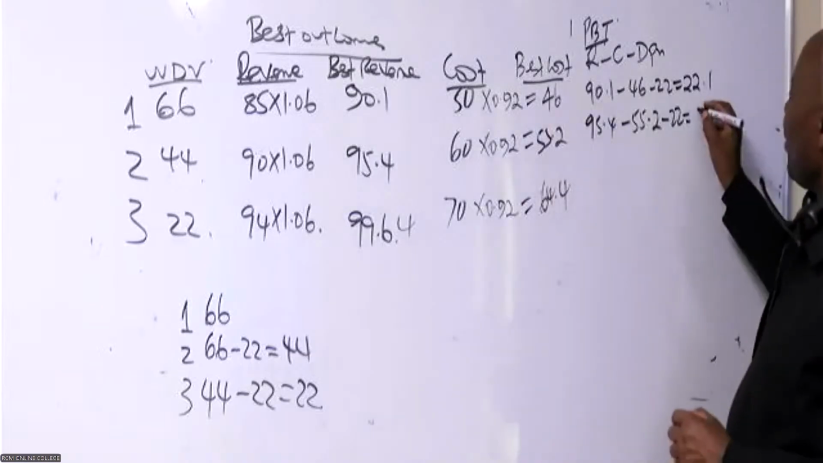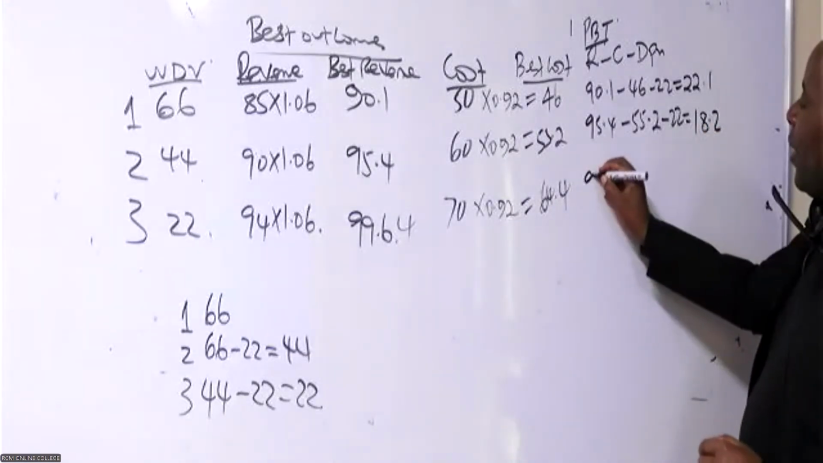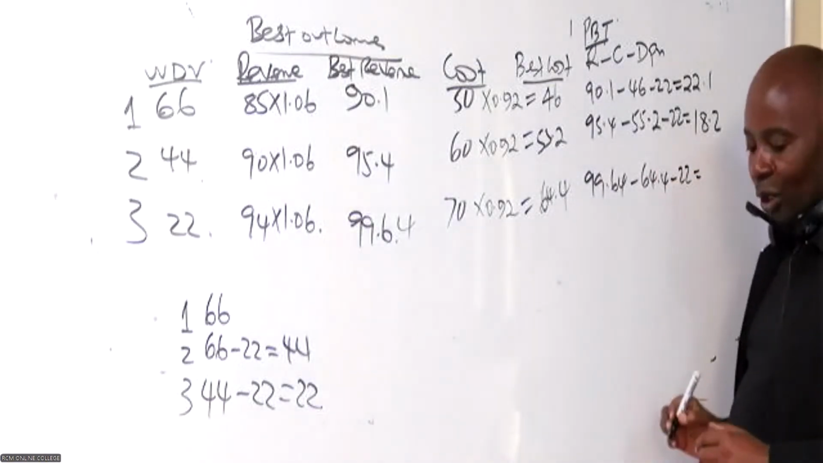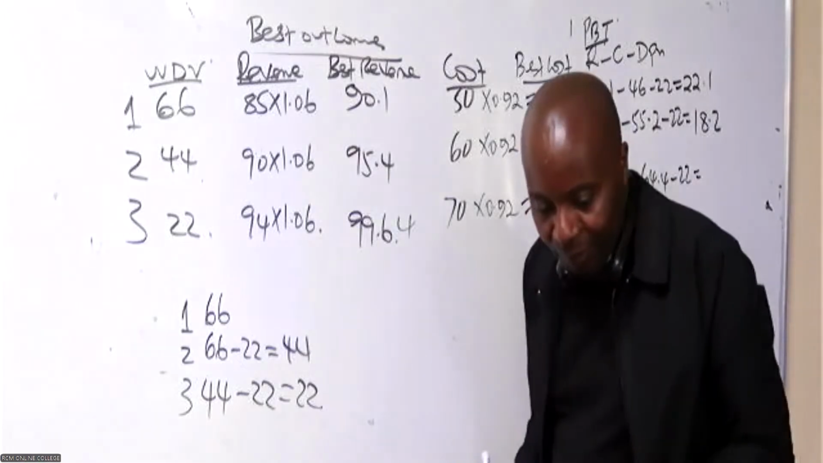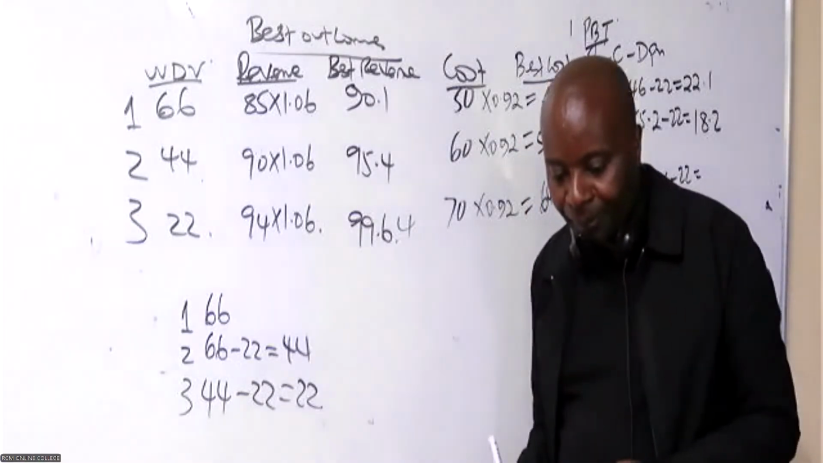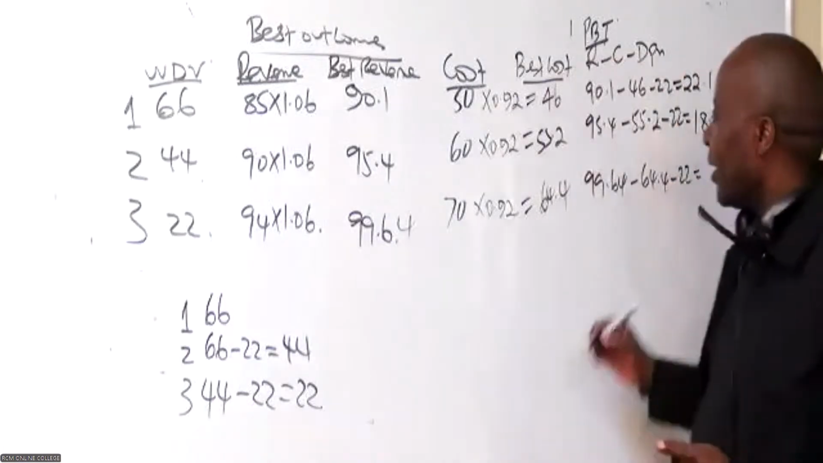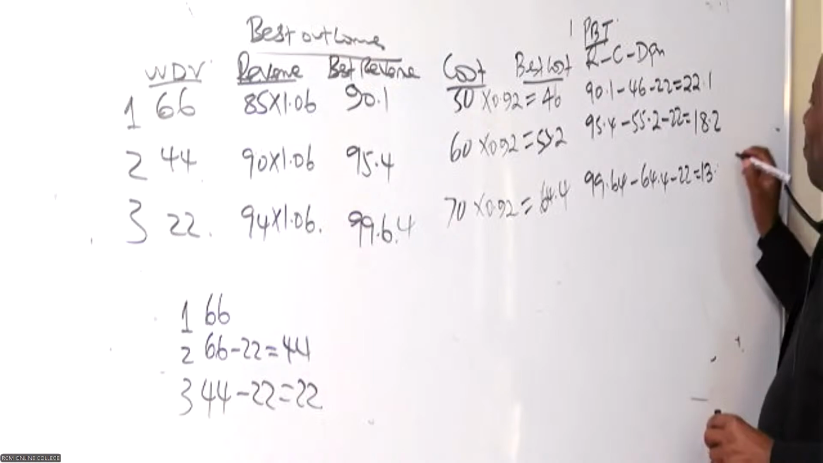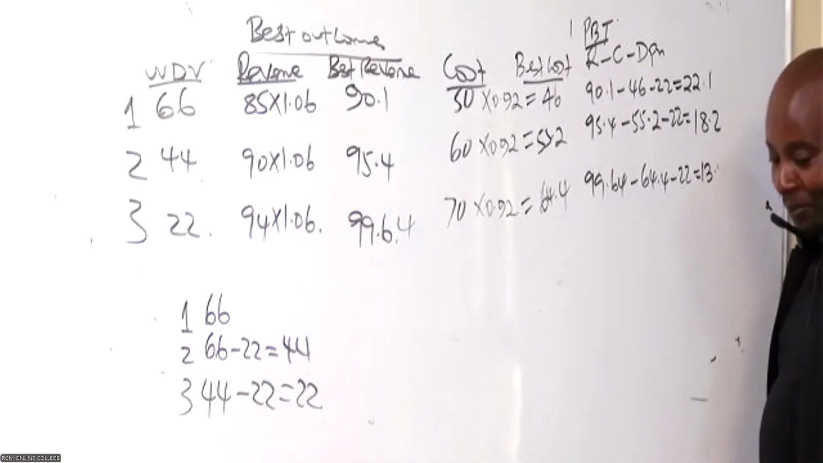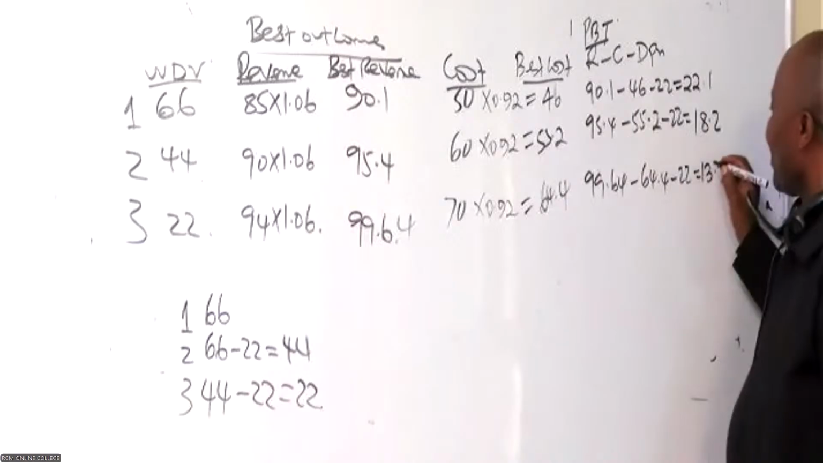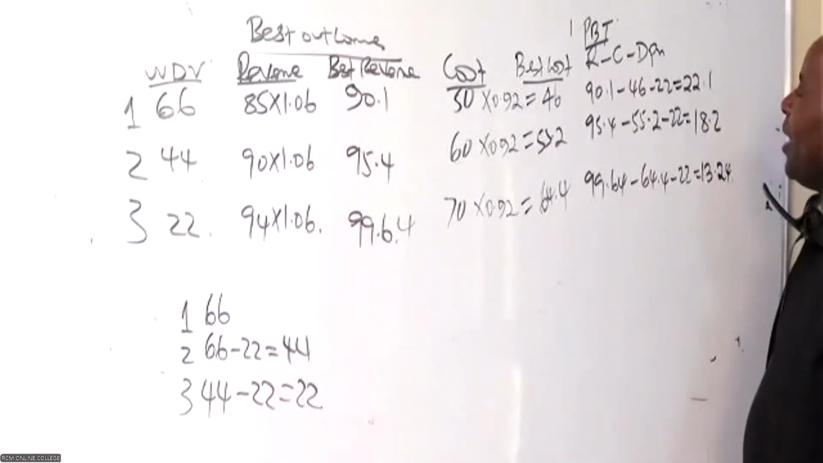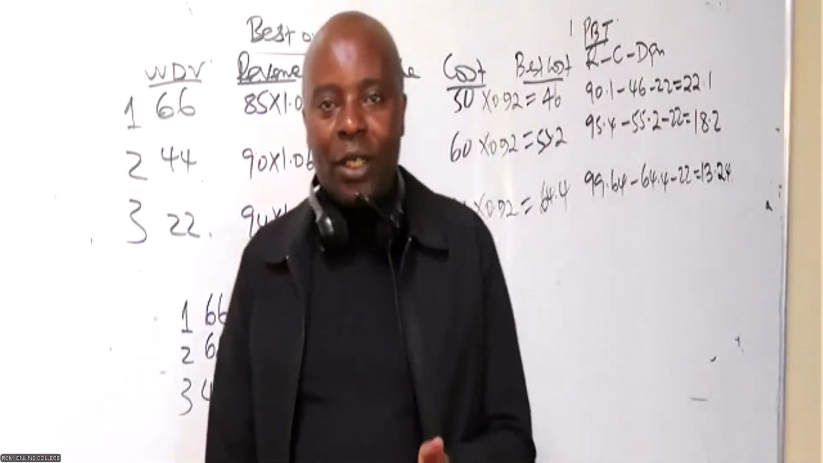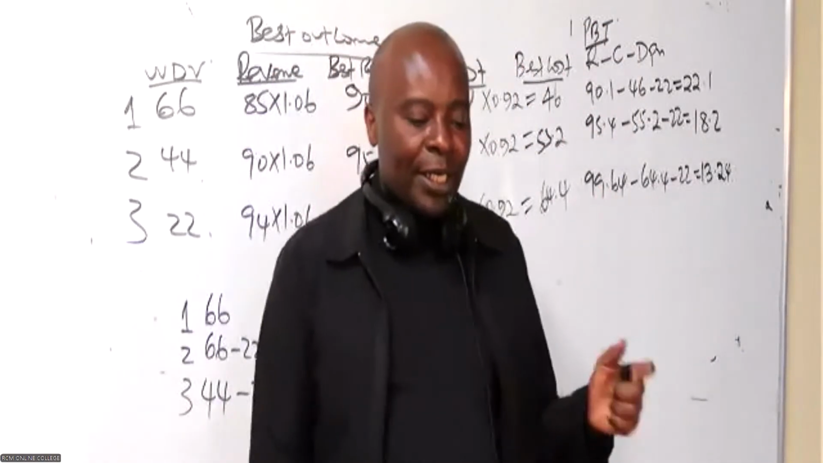That gives us 18.2. Then here we have 99.64 minus 64.4 minus 22, which will give us 13.24. Had we been given a rate of tax, if I were the one setting the question, I would have provided tax at 30%, then we would have gotten a PAT.